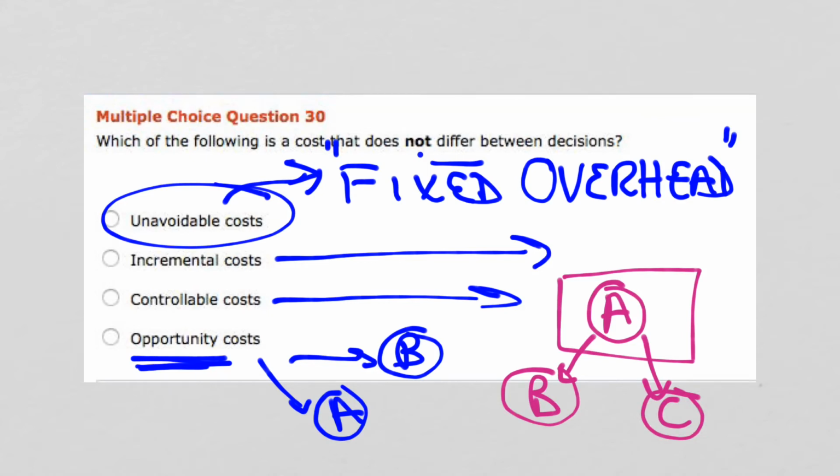The one cost that's unavoidable in either of the two decisions to go to B or C would be the fixed overhead. Hence it's an unavoidable cost.